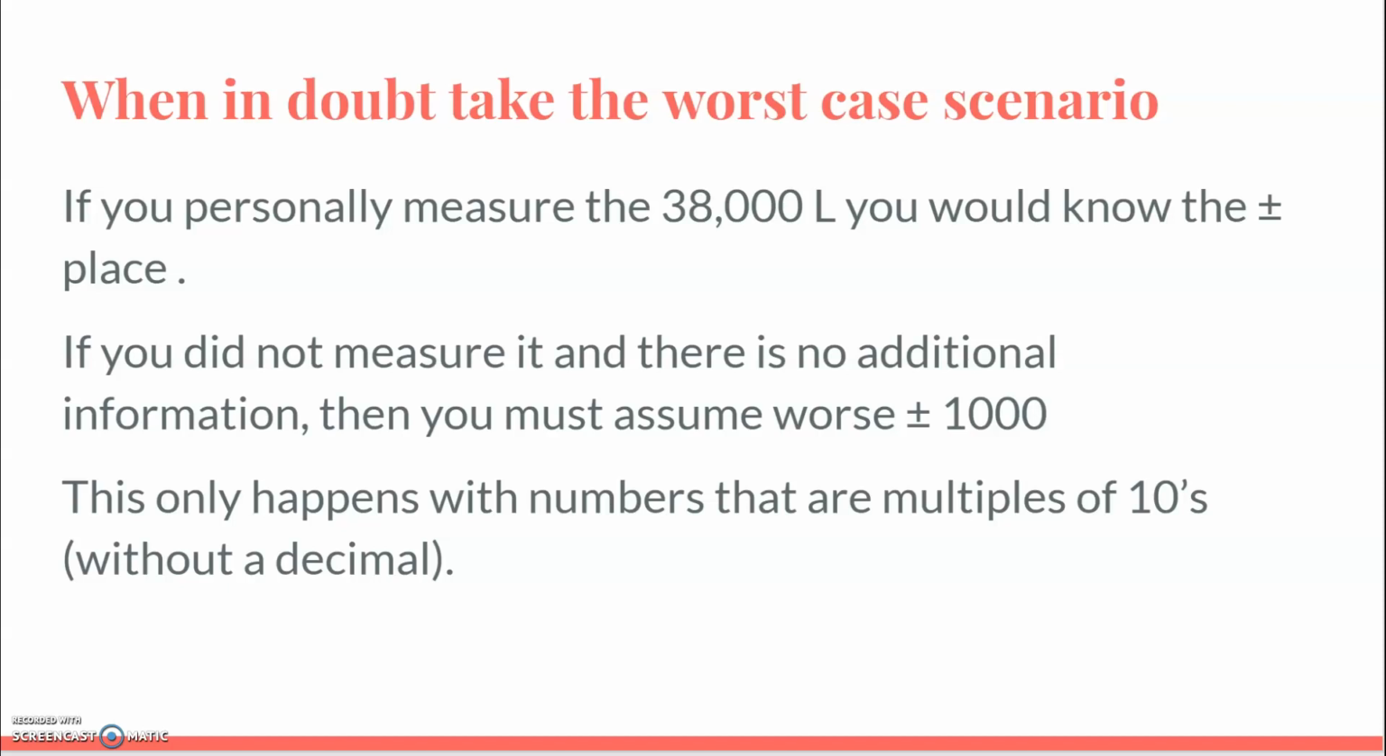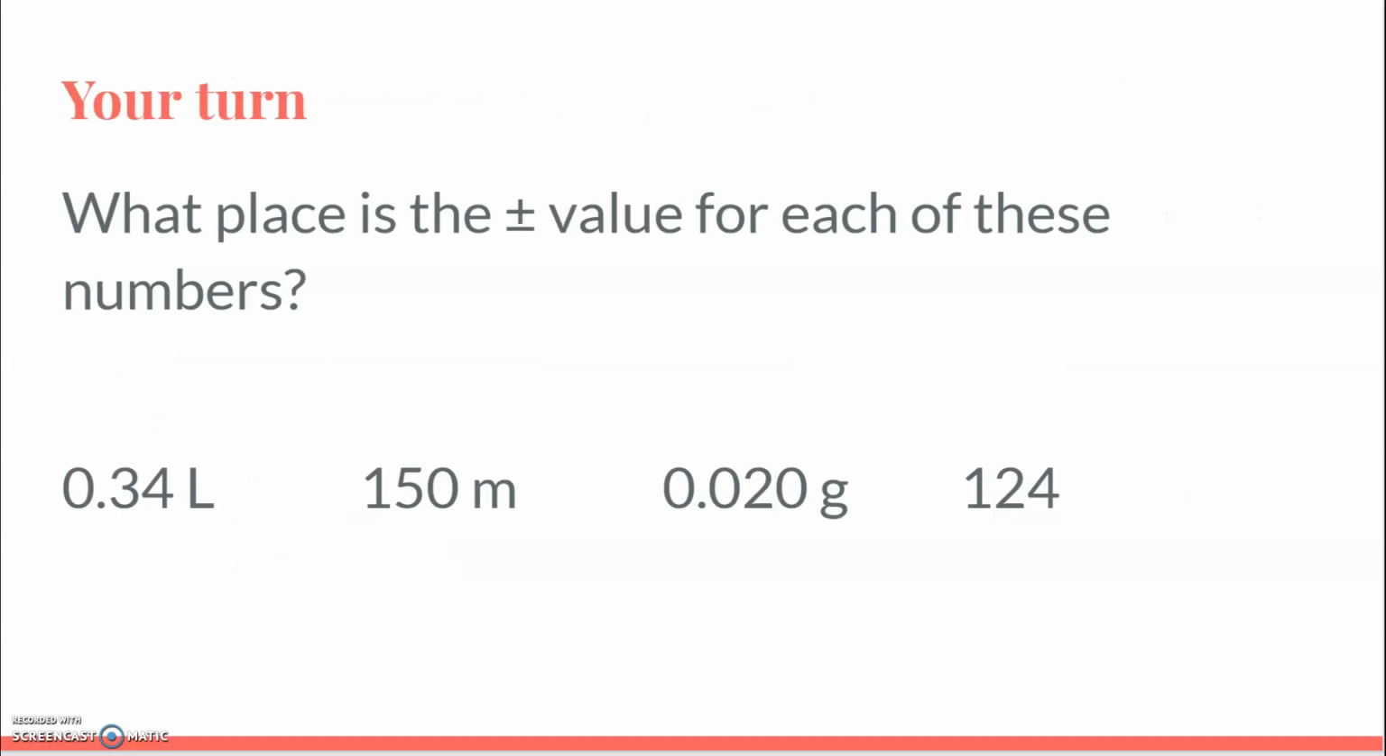Being uncertain about uncertainty only happens when you have these big numbers that are multiples of 10 without any decimal place. So that's the only time that there is trouble with uncertainty. So now it's your turn. What place is the plus or minus value in for each of the following numbers? Go ahead and pause the video and see if you get it right.